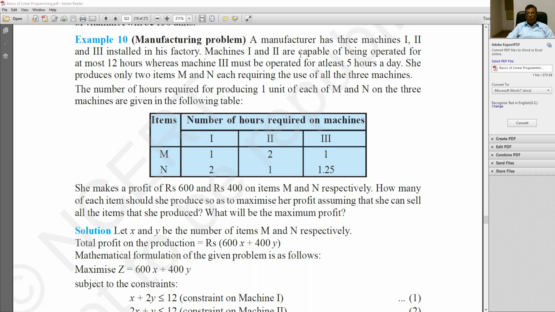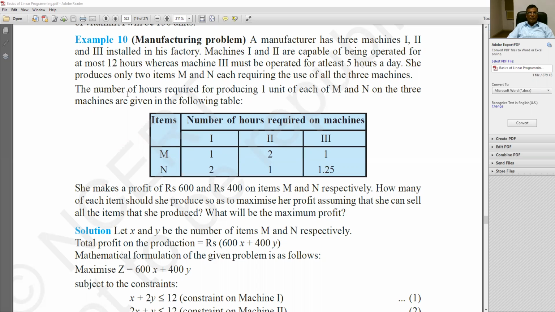Machine 1 and machine 2 are capable of being operated for at most 12 hours, whereas machine 3 must be operated for at least 5 hours a day. She produces only 2 items, M and N, each requiring the use of all 3 machines. This is the pictorial analysis of the problem.